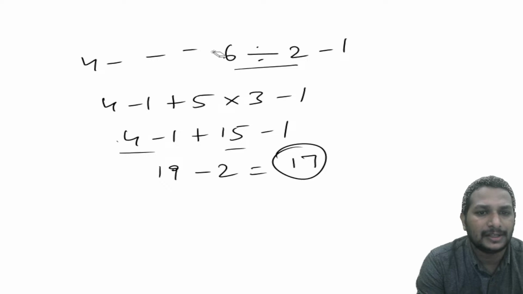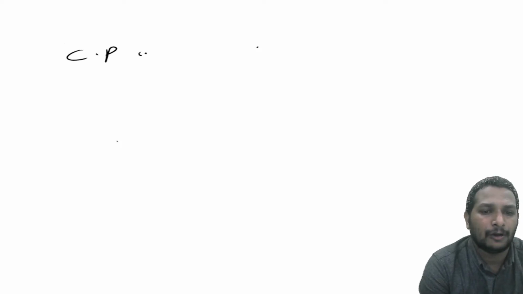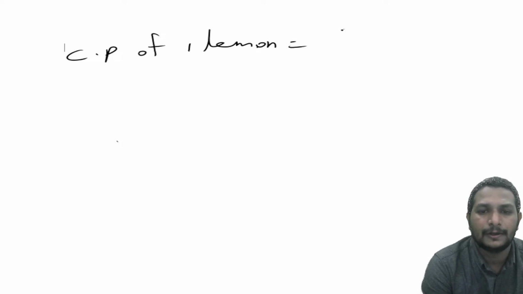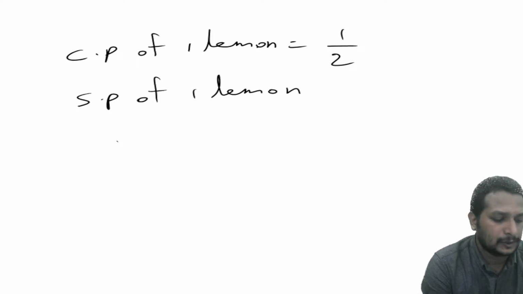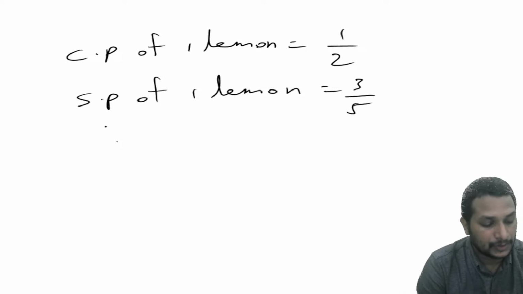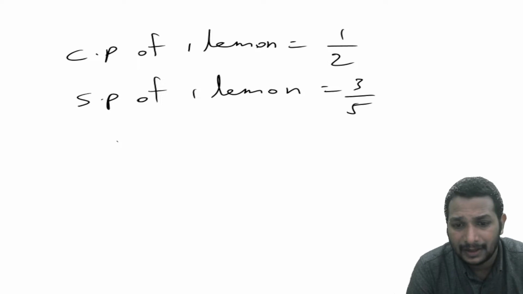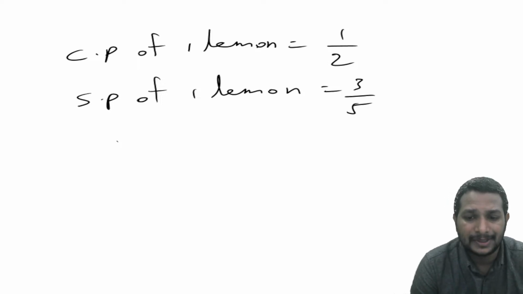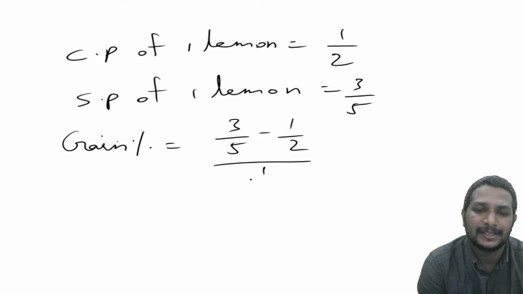As they mentioned the selling price and cost price clearly, but the number of lemons are different, right? First thing, cost price of one lemon is 1 by 2 rupees. Selling price of one lemon is 3 by 5. Now gain percentage equals gain by CP into 100, right? So 3 by 5 minus 1 by 2, divided by CP.